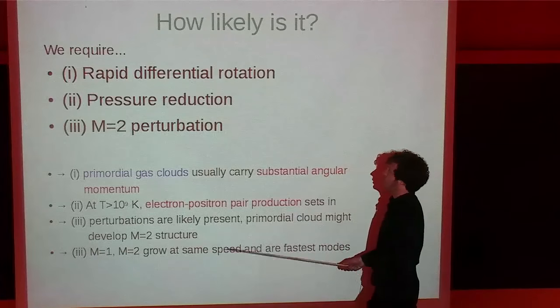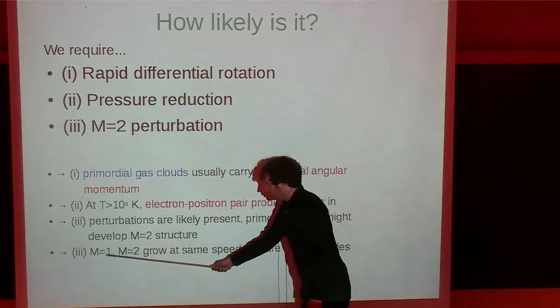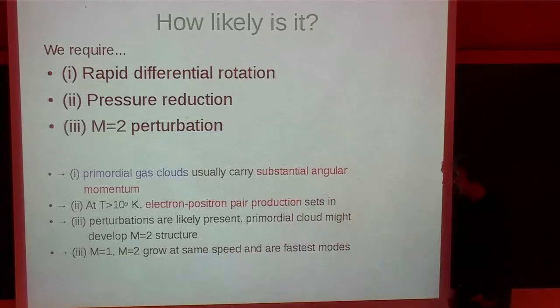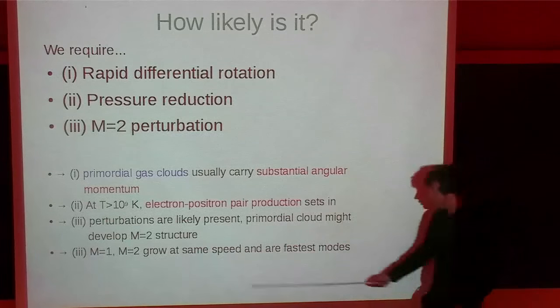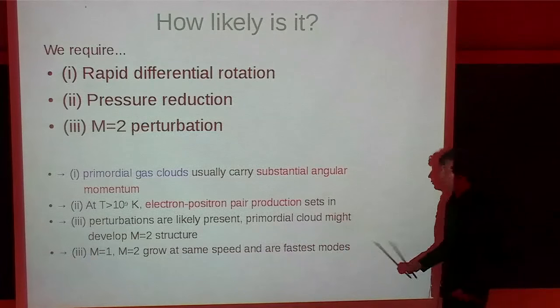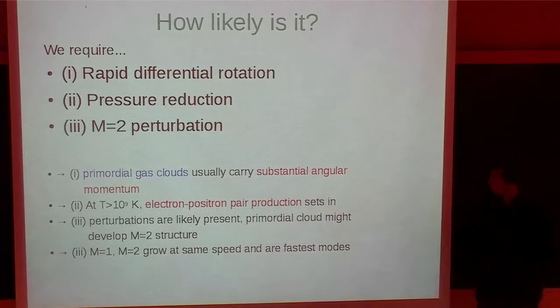In any case, you would expect some random perturbation initially. It's not perfectly spherically symmetric. Since it was found, at least for this model, that the m equals 1 and m equals 2 modes grow at the same speed and are the fastest modes, you would expect that with a random density perturbation initially, one of these two modes would show up in the very end. And depending on whether you have an m equals 2 bias or an m equals 1 bias in your initial random perturbation, you would see fragmentation in two components or only in one component. But this again needs to be investigated.